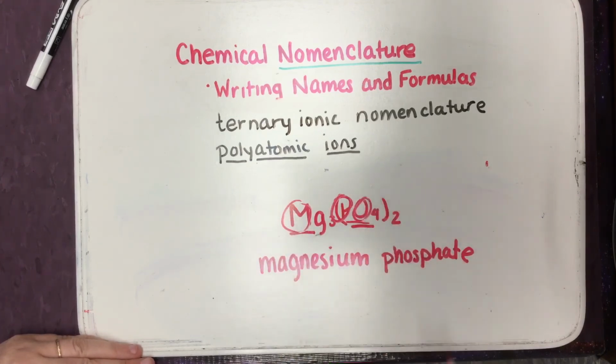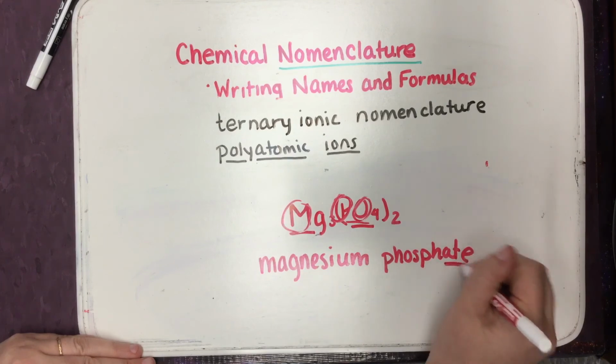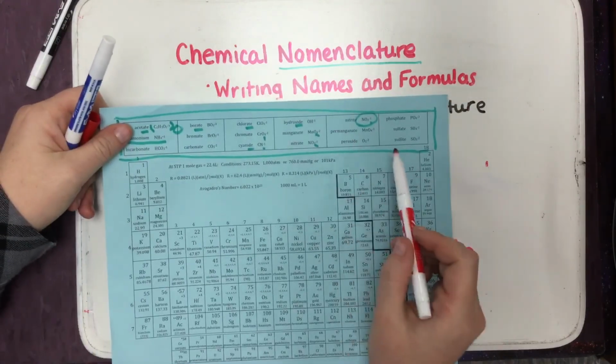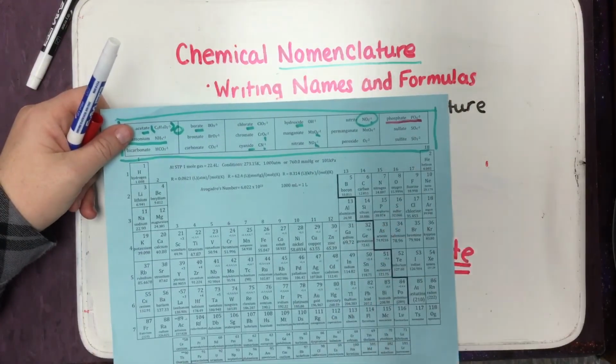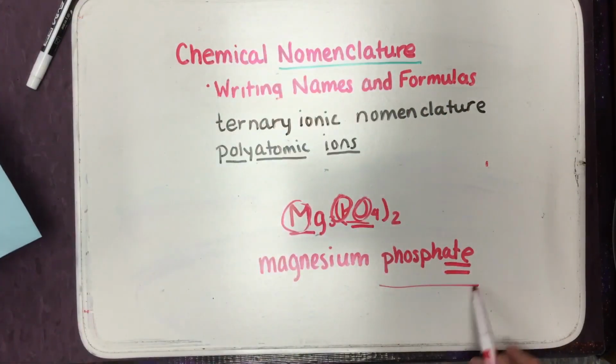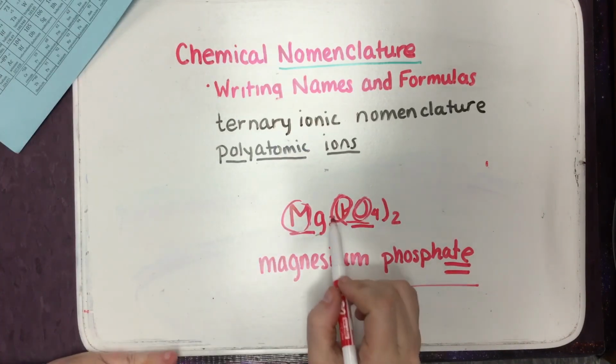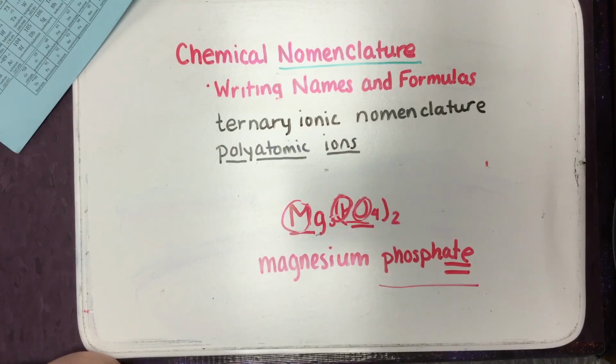1, 2, 3 capital letters, we don't change the ending of the name that was listed on the top of the periodic table. It said phosphate was PO4 -3, and that's exactly what we wrote. PO4 -3 is phosphate. Notice the 3 and the 2 did get crisscrossed, but when we're writing the names of these ionic compounds, we don't really need to worry about that.